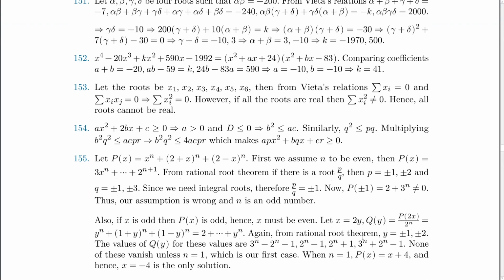Again, from the rational root theorem, y is equal to ±1 or ±2. The values of q(y) for these values are 3ⁿ − 2ⁿ − 1, 2ⁿ − 1, 2ⁿ + 1, 3ⁿ + 2ⁿ − 1. None of these values vanish except when n is equal to 1, which is our first case. When n is equal to 1, p(x) is equal to x + 4, and hence x equals −4 is the only solution.